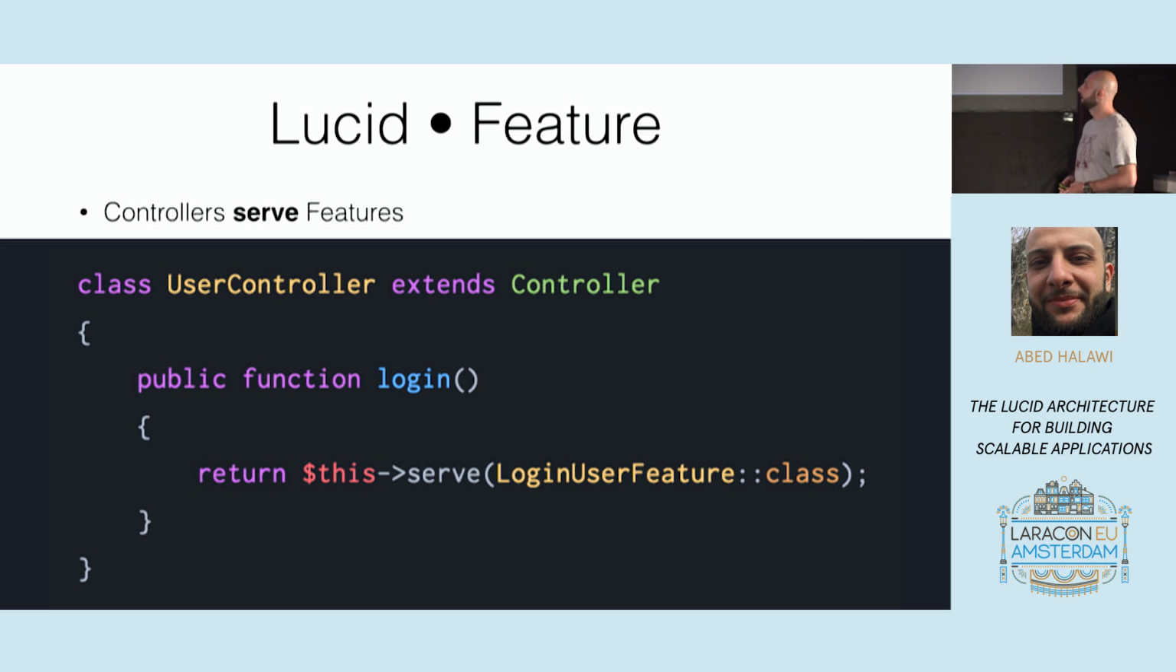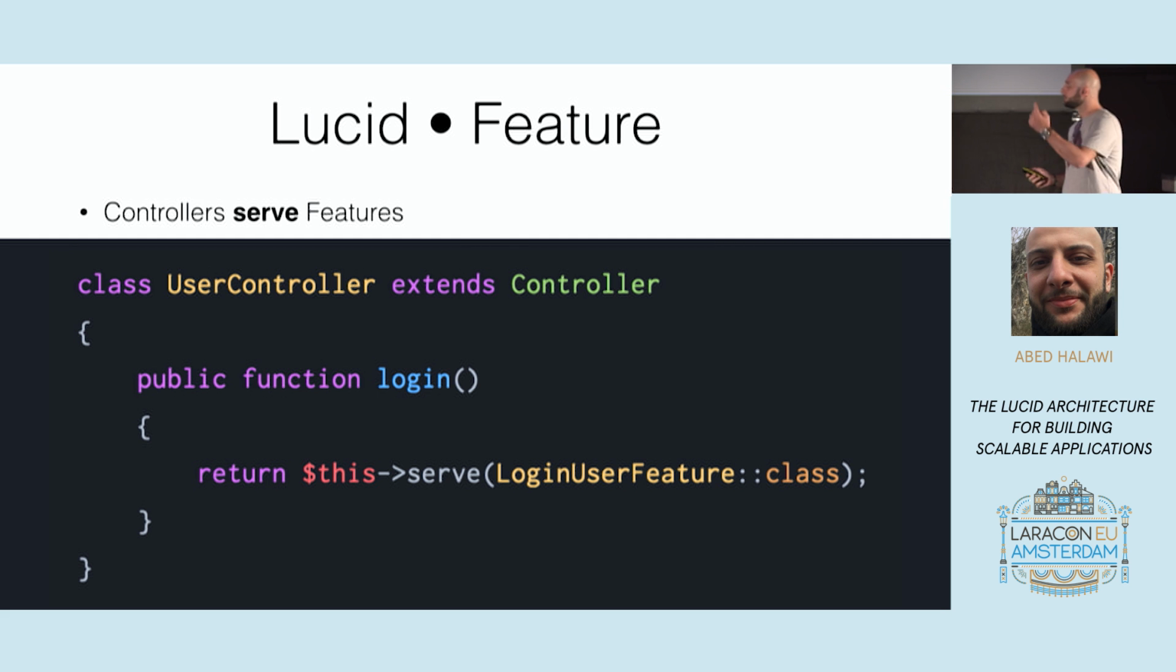And as you can see, of course, it's extending a controller that provides that serve method as a common functionality. And what we're doing is passing in this login user feature with two colons class. If you're not familiar with this syntax, what this does is put the fully qualified namespace with the class name all together as a string, and pass it on to that method. Of course, you would have to import it with a use statement at the top. So this is all that the controller has to do. Imagine all the controllers having, for each method, just one line of code. This is all you have to do.